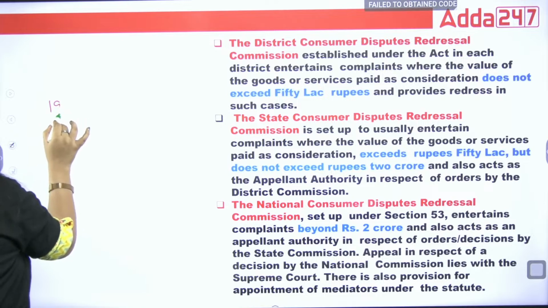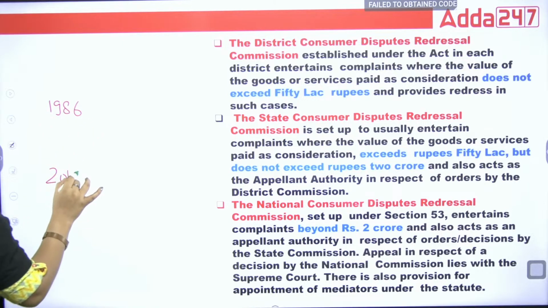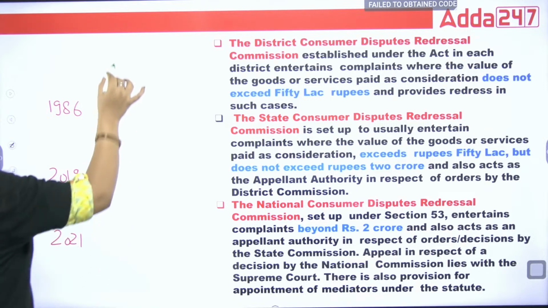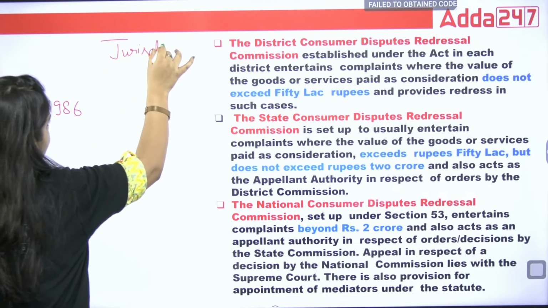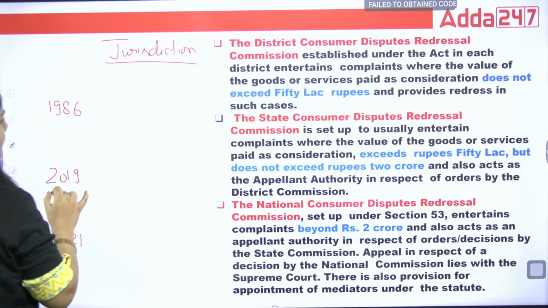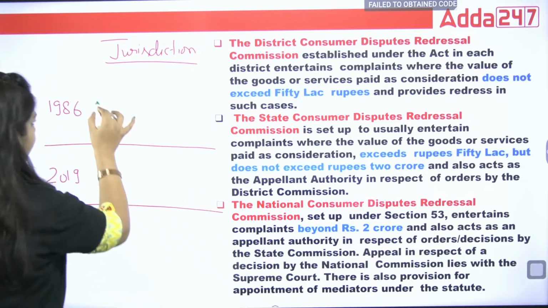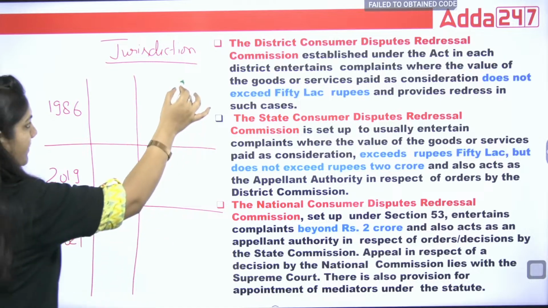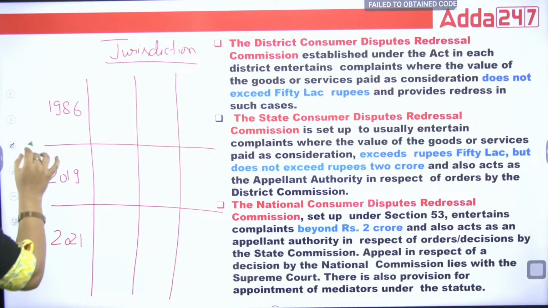This is 1986, 2019, 2021. We are just talking about the jurisdiction, okay? So we know that we have three authorities: 1, 2, 3.